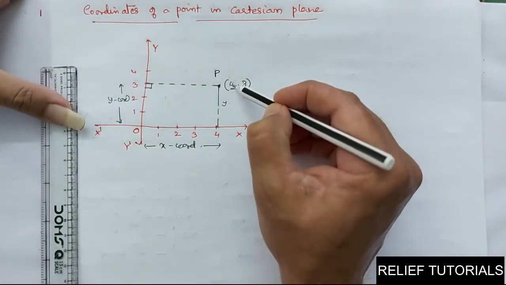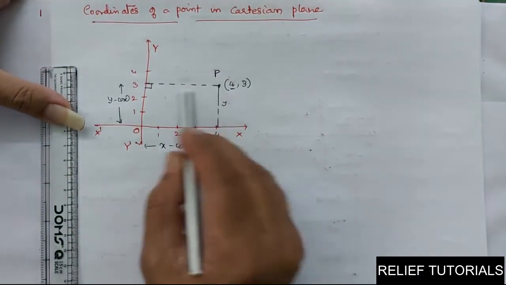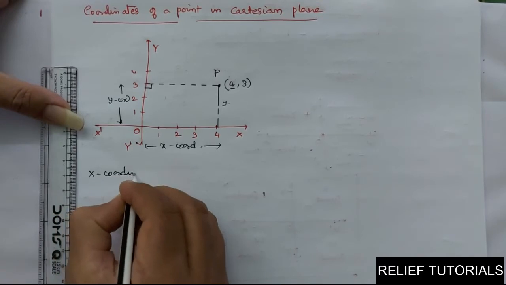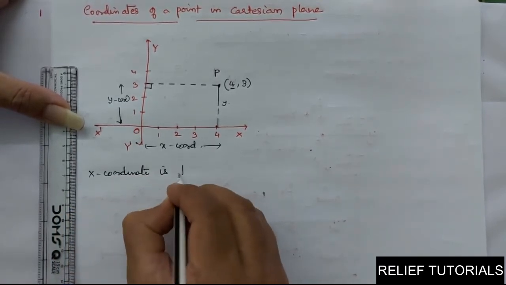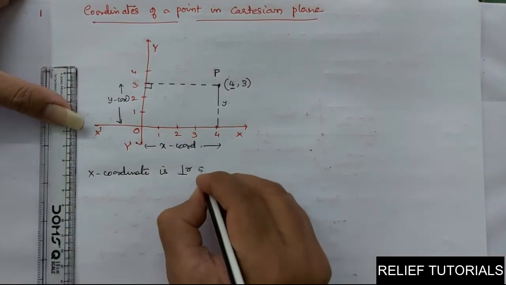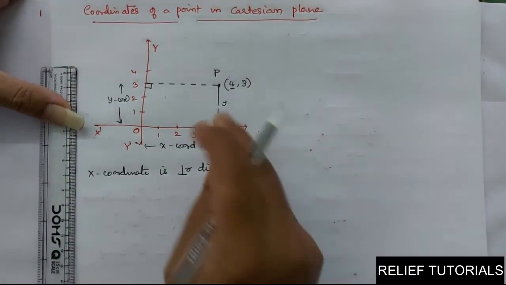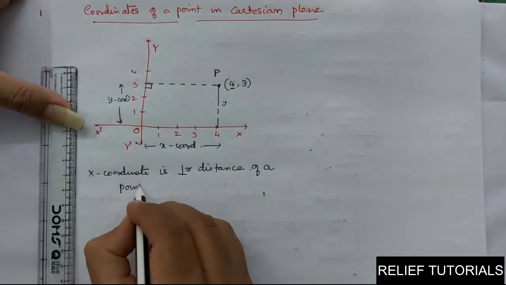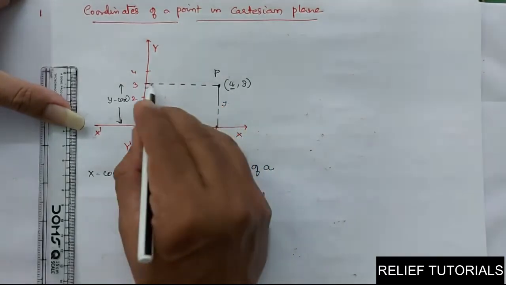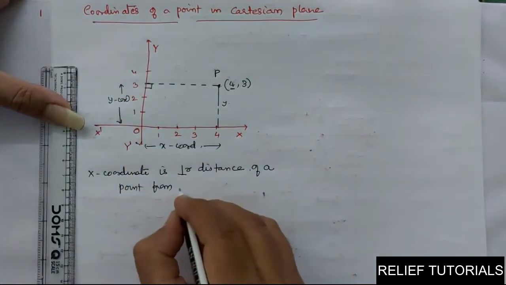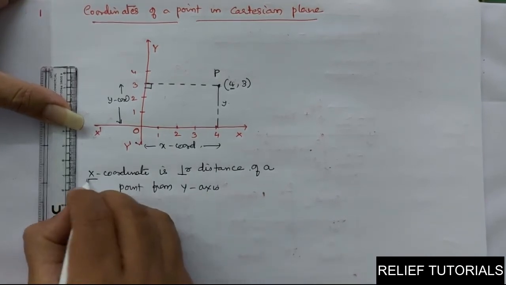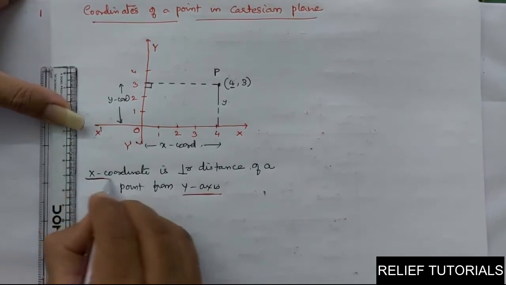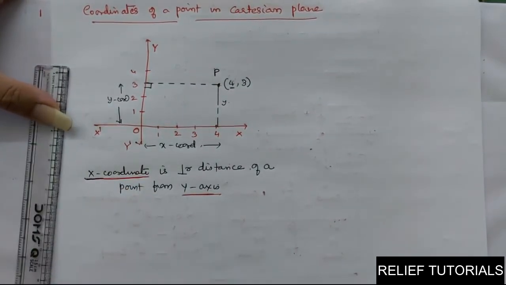4 is nothing but the perpendicular distance of this point P from the y-axis, and that is the x coordinate. So we can say the x coordinate is the perpendicular distance of a point from, see, this is the perpendicular distance of this point from what? From the y-axis. So the x coordinate is the perpendicular distance from the y-axis.